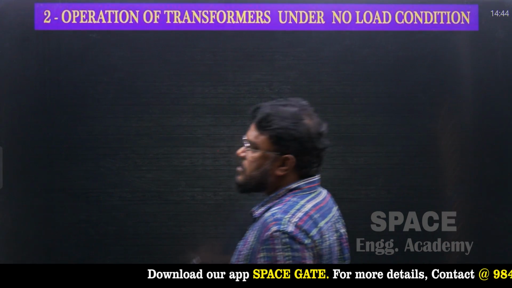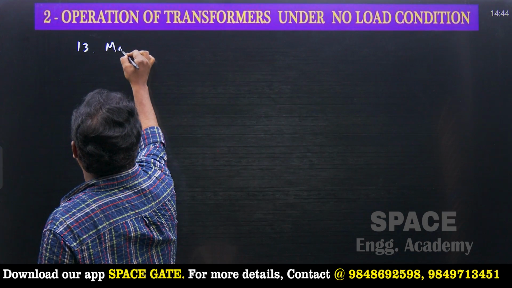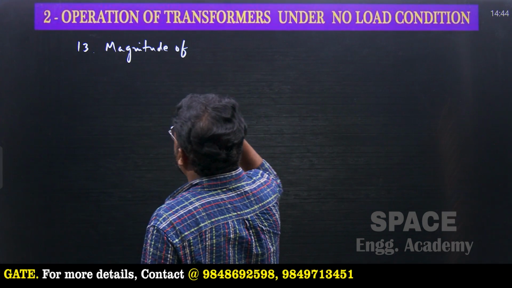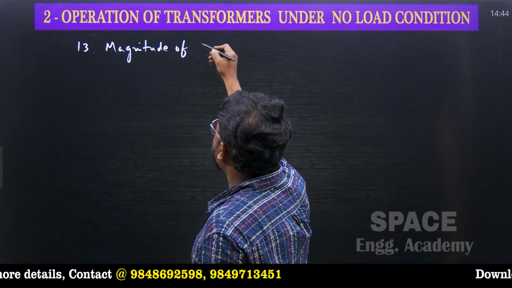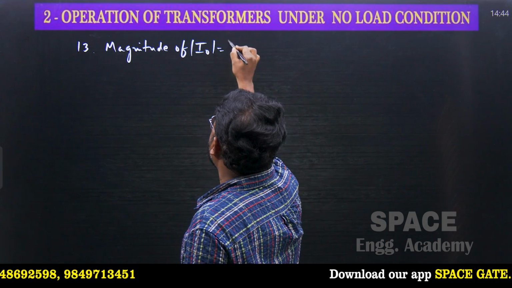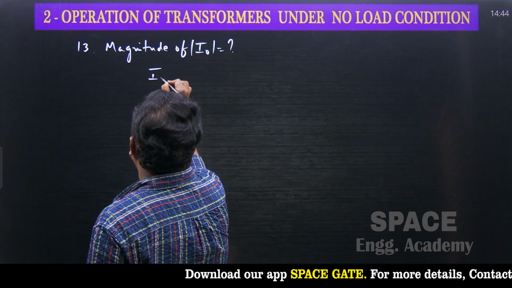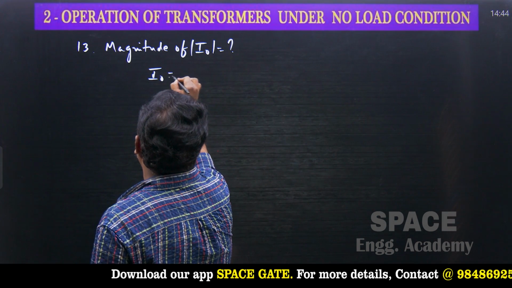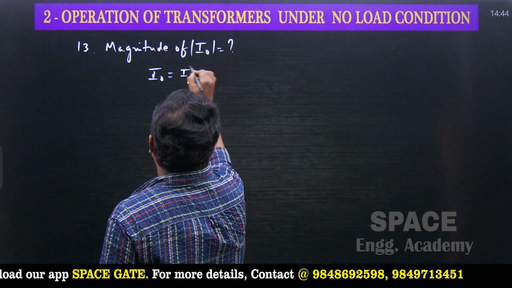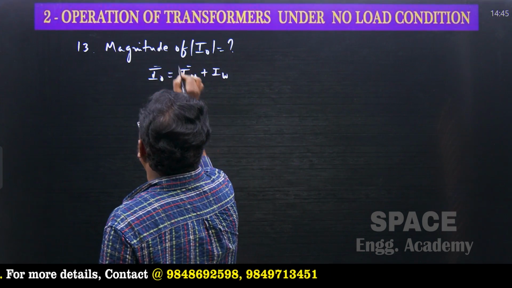And the next point is the 13th question, the magnitude of the no load current. How do we get the magnitude of the no load current? We know the no load current I naught is the vector sum of the magnetizing current plus the iron loss component of the current, IW.